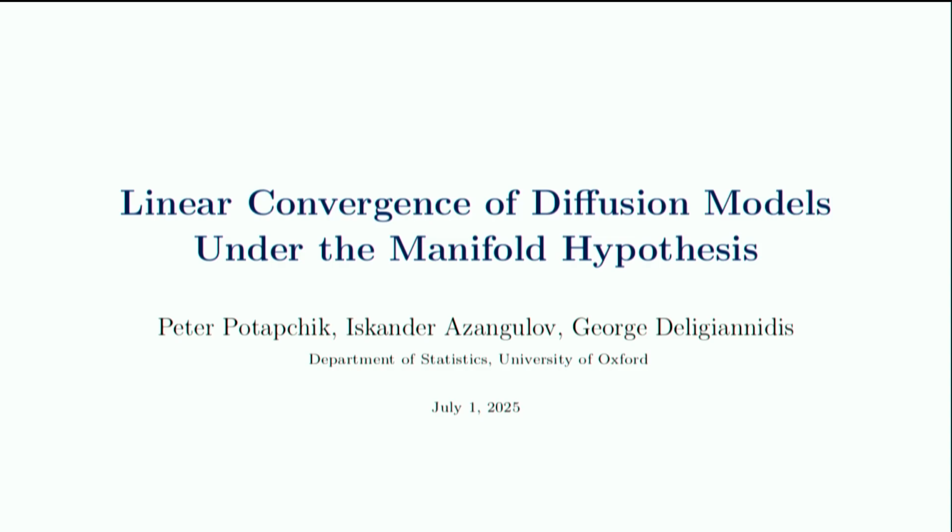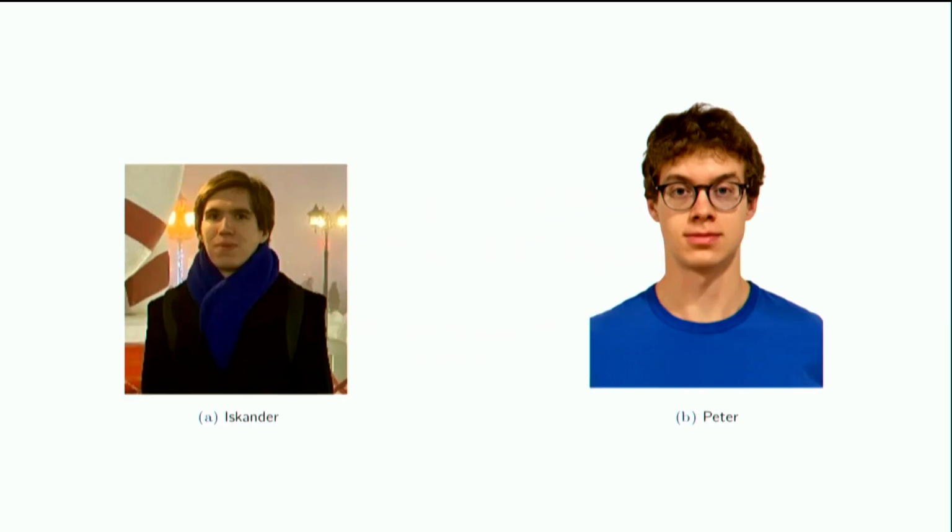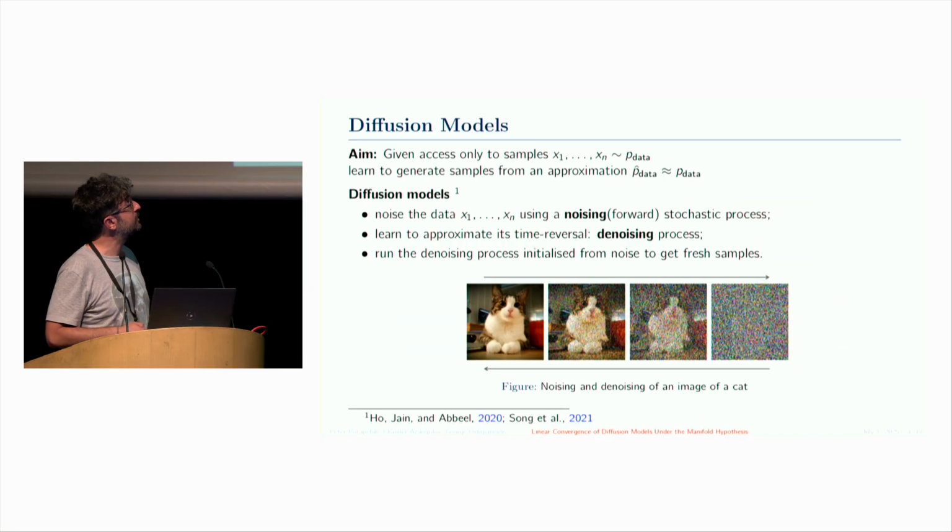And so I'm going to talk about diffusion models again. Many thanks to previous speakers. I'm probably going to skip a couple of slides. I'm going to talk about linear convergence under the manifold hypothesis, and linear refers to the dimension of the manifold. Can you speak in front of the mic, please? Yes, sorry. Okay, so this is Iskander and Peter.